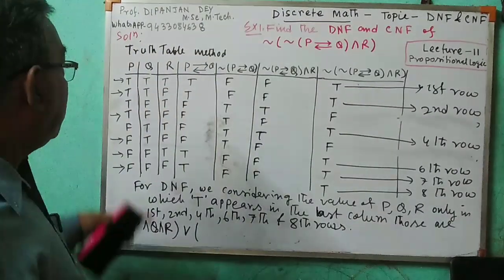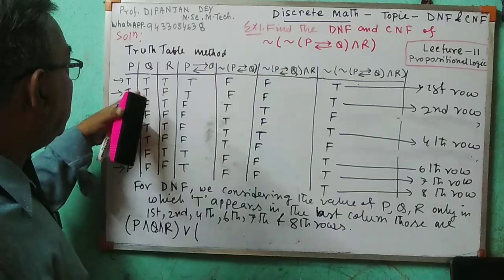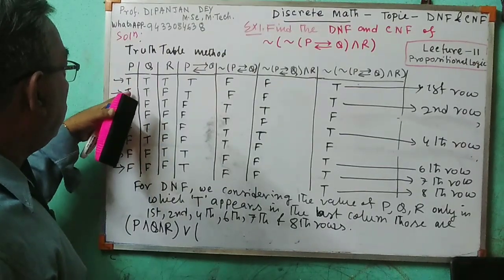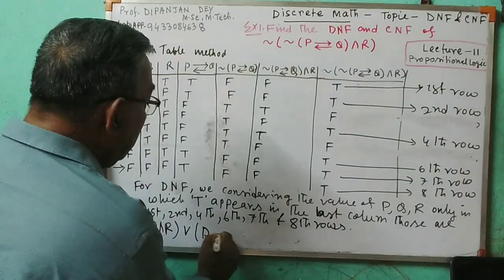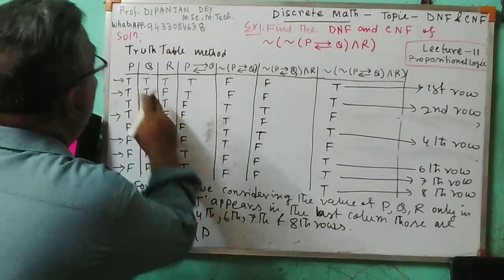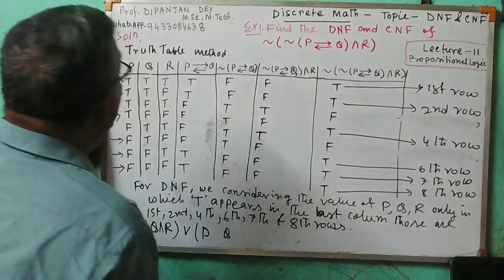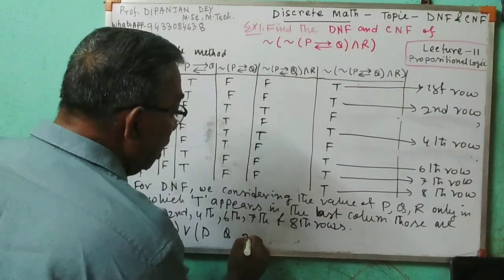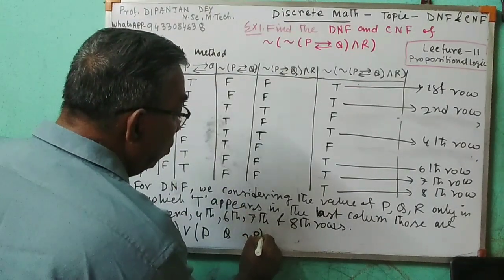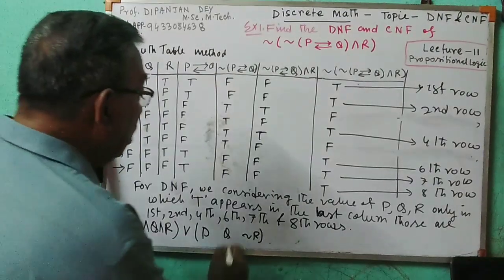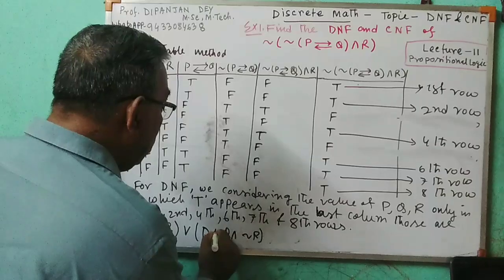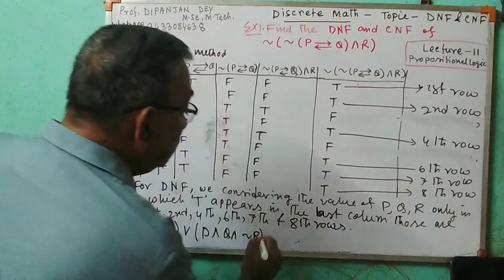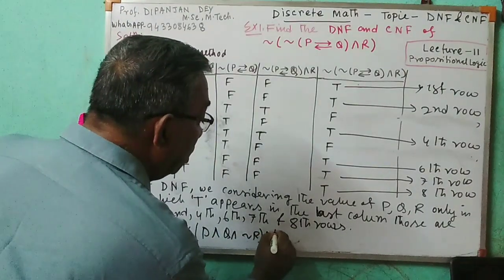Now, in the second row, both first and second are true, that is P is true, so it is P, then Q is what? True again, so it is Q, then R is false, so negation R. Okay, negation R. Here will be conjunction. Outside it will be disjunction.